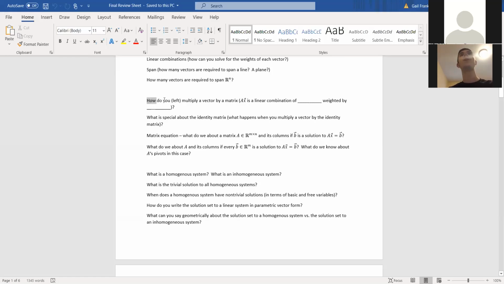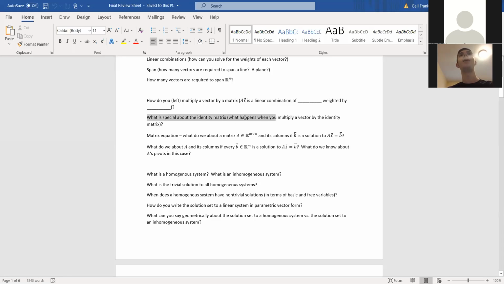So the next part is matrix vector products. Again, that's just left multiplying a vector by a matrix. And the way Dr. Mayer likes to say it is: Ax is a linear combination of the columns of A weighted by the entries of x.